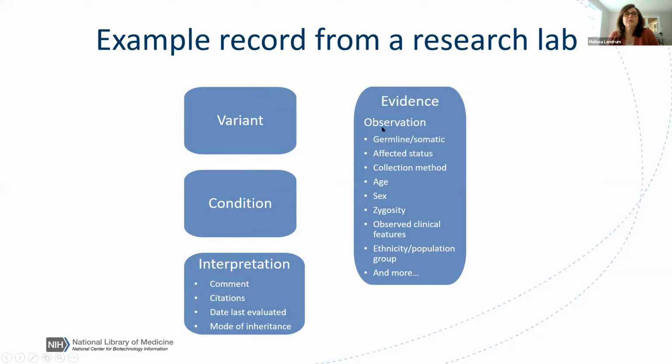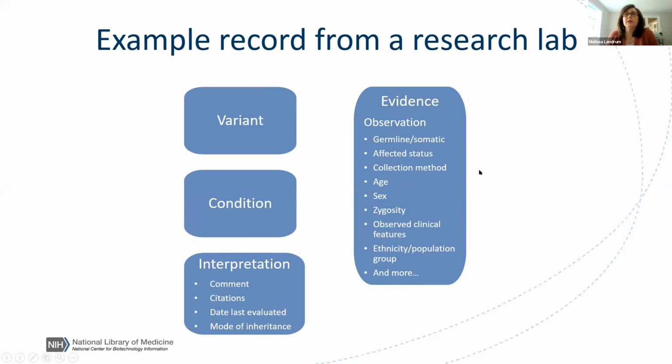So researchers typically have access to the patient, so they have a lot of information about that person with the variant, and they often have consent to share that information. So on a research submission, you might see much richer data on the observation. So in addition to those minimal fields, you might see other things like the age, the sex, zygosity, observed clinical features, the ethnicity or population group, and other kinds of pieces of information.